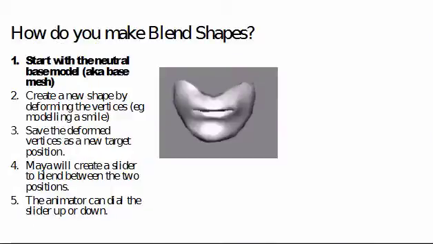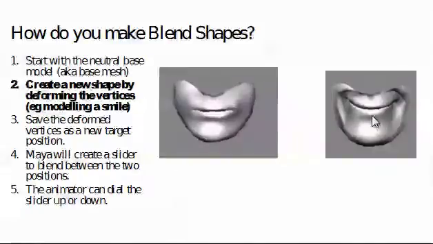So here's the theory of how we start. We start with a neutral base model, the base mesh. In this case, it's just the lower part of this face. The next thing you'll do is create a new shape by deforming the vertices. Here's our new shape over here. So we've got base shape on the left, target shape on the right.